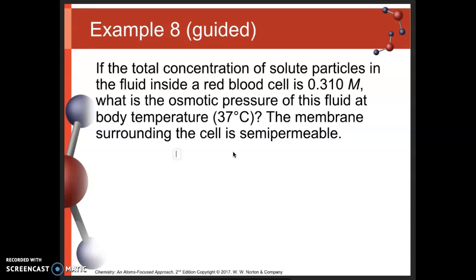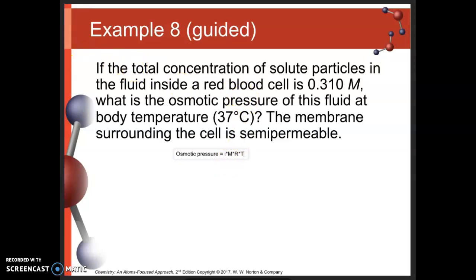Pi, which we're just going to use the capital letter T here, osmotic pressure is equal to i times M times R times T.